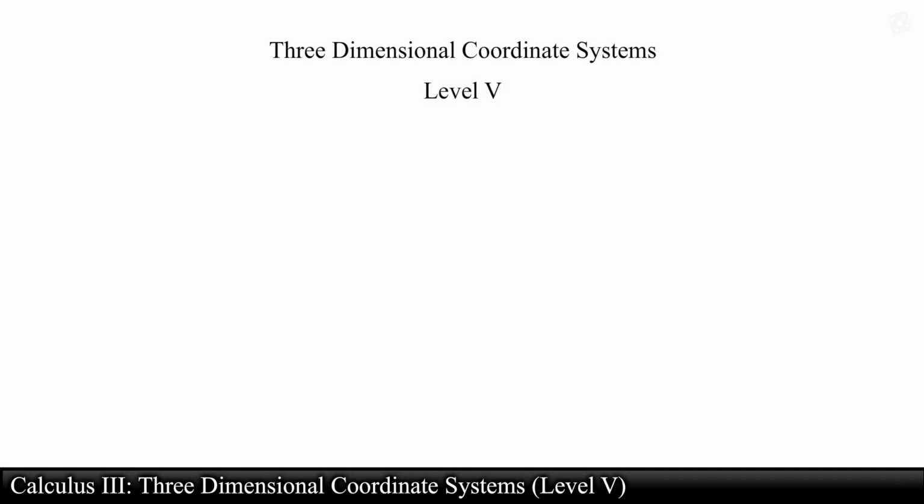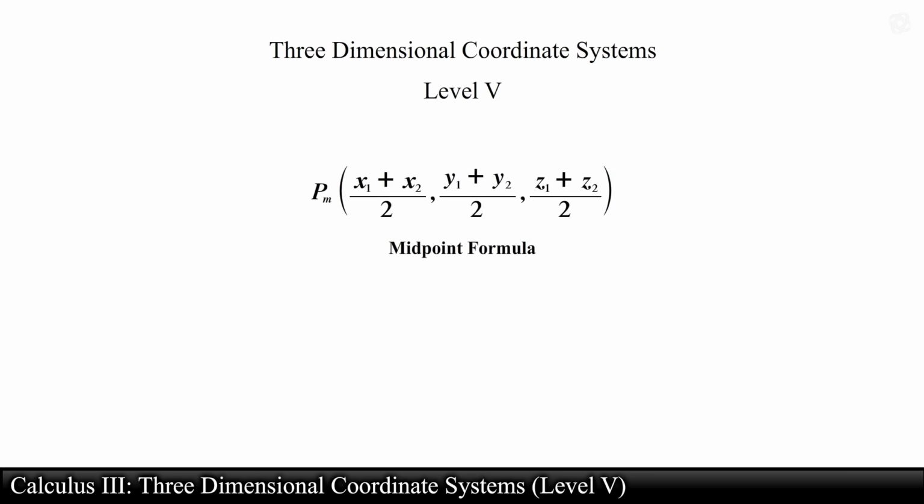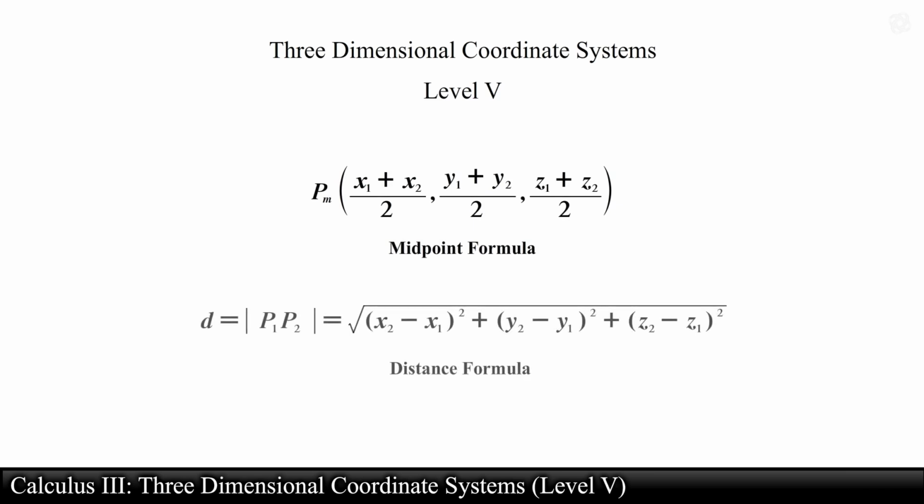3-dimensional coordinate systems, Level 5. In the last video, we started introducing common formulas associated with a 3-dimensional Cartesian coordinate system, specifically the midpoint and distance formula. We will continue covering the distance formula by going over a couple of examples. Let's try the first example.